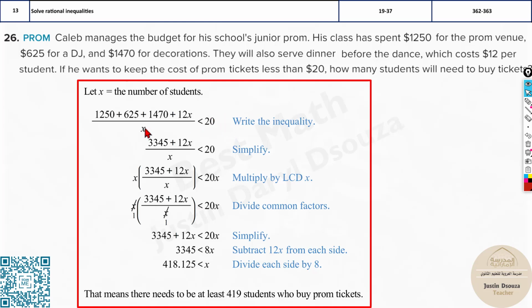Because if only a few are joining, they have spent so much money, so it'll be very, very expensive for a small number of people. If 419 students join, then it'll be less than $20. If more than this, imagine 800 students join, it'll be much less as well. It won't be just half, because there are some fixed costs, but as the number of students increases, this will become lower and lower.